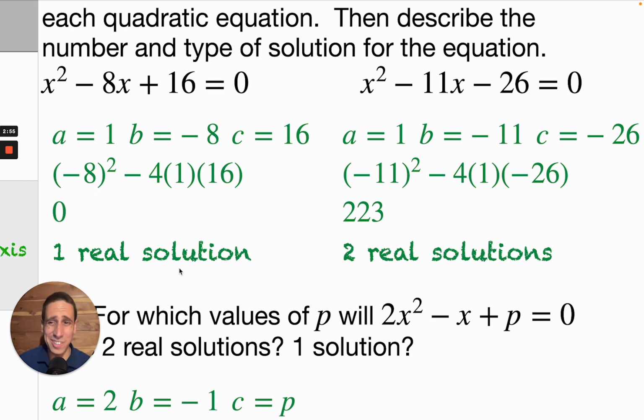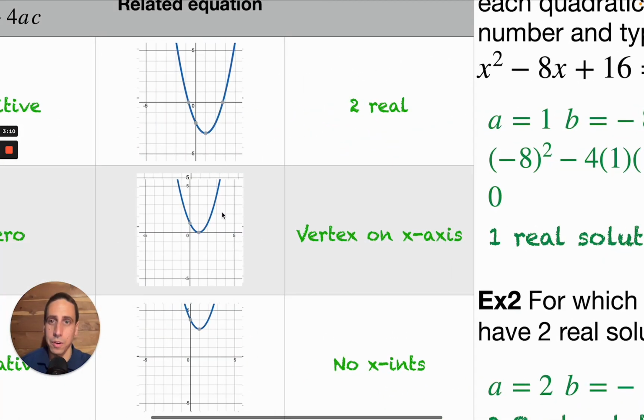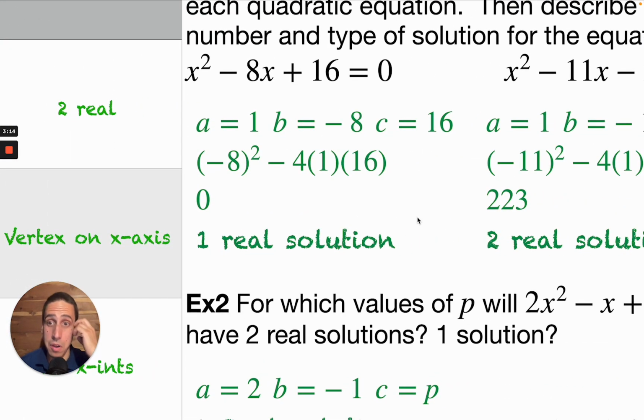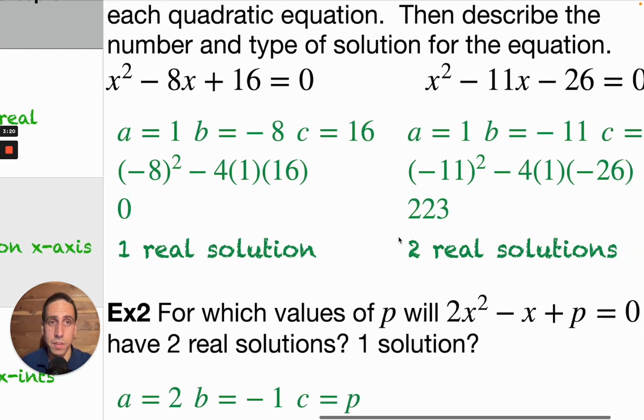So if you were to actually use the quadratic formula, you get x equals negative b plus or minus the square root of 0. All that drops out. You're only going to have one real solution. If you were going to graph this, y equals x squared minus 8x plus 16, it would look something like this, where the parabola only touches the x-axis once. It'll have one x-intercept, and the corresponding equation only has one real solution.